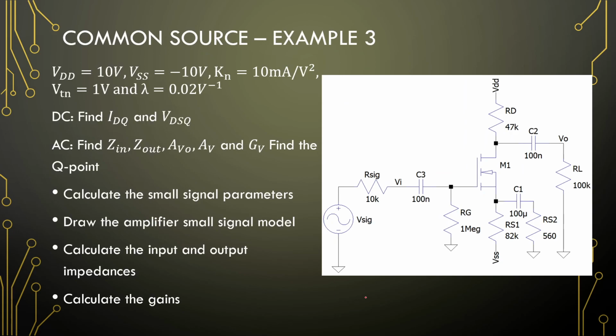Okay, example number 3 is our split source configuration. So this resistor is for our bias stabilization, and this one will have a huge influence on our gain. Right, so what do we have? We have a transconductance of 10 milliamperes per volt, 0.02 channel length modulation, and a threshold voltage of 1 volt.